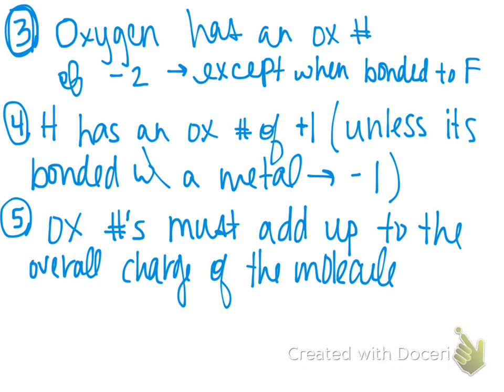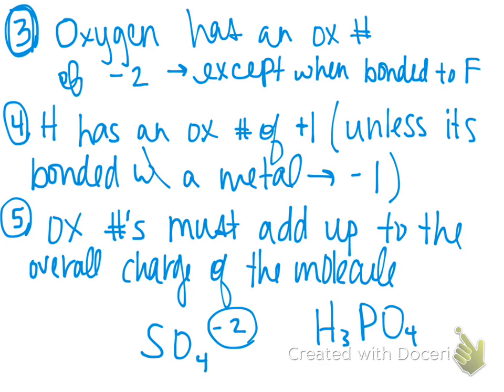Good question. Okay. Oxidation numbers have to add up to the overall charge of a molecule. So if I had this as a question, SO4 2-, and I wanted you to find the oxidation numbers, my totals would have to add up to -2 because it's the charge of the overall molecule. If we look at H3PO4 again, what's the overall charge of that molecule? What's the overall charge of an ionic molecule?